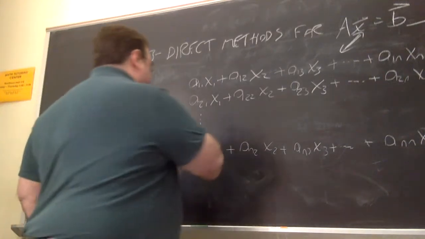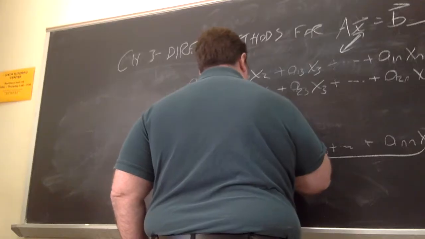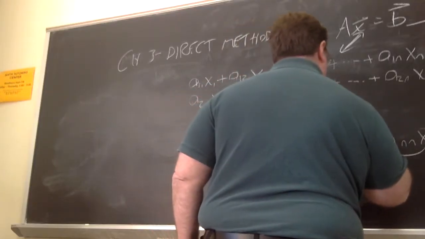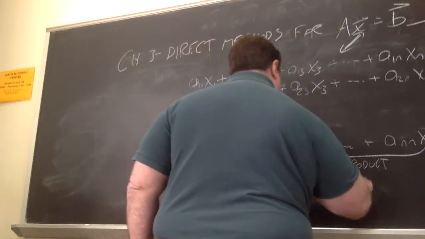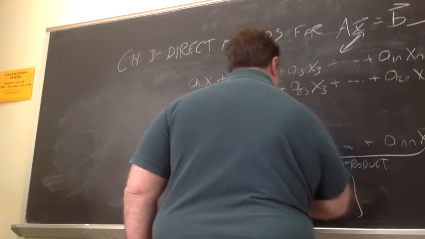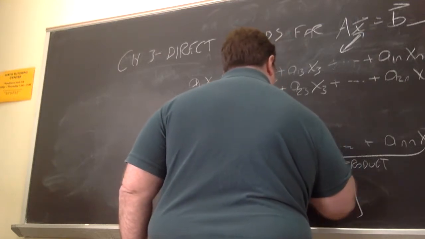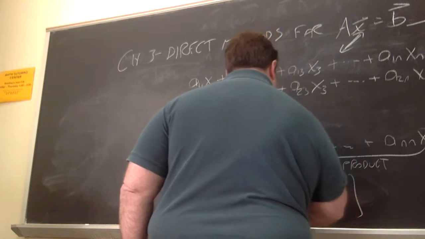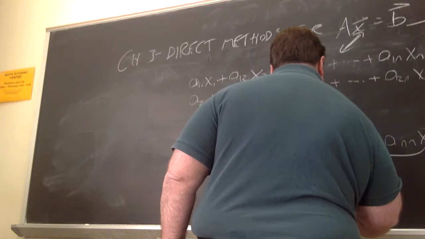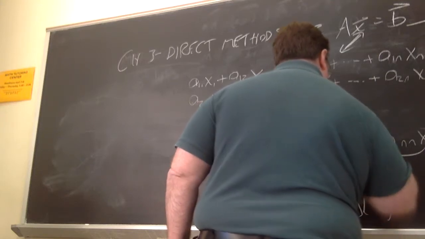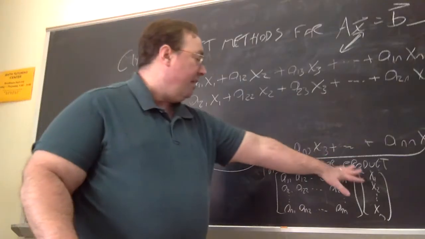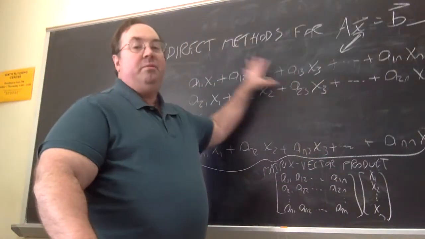What I have written out here is a matrix-vector product. So I have a11, a12, a1n, same for row 2, multiplied by the vector x1, x2, xn. So this matrix times this vector gives you all of this.